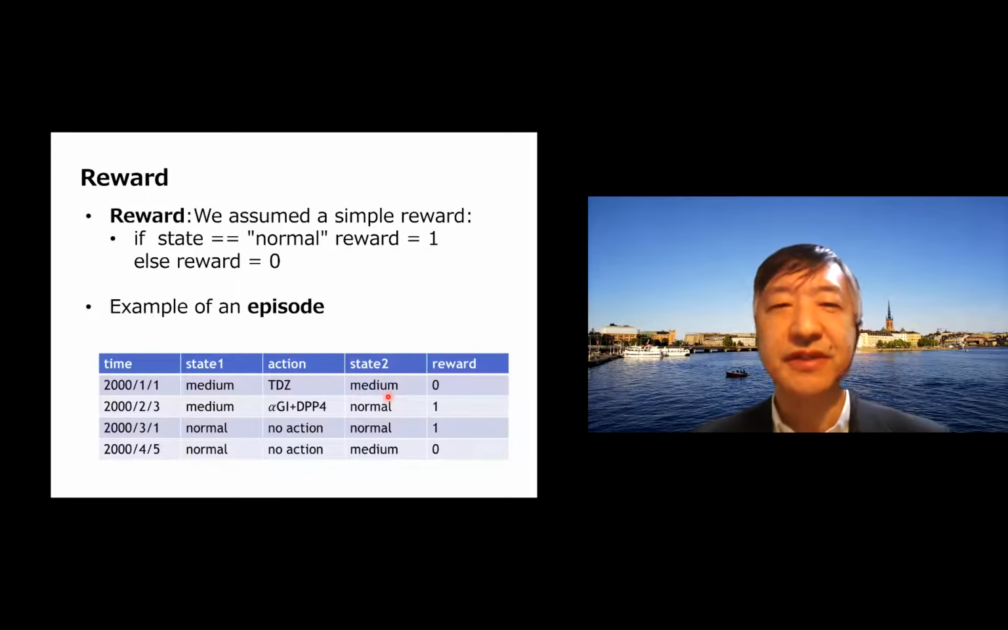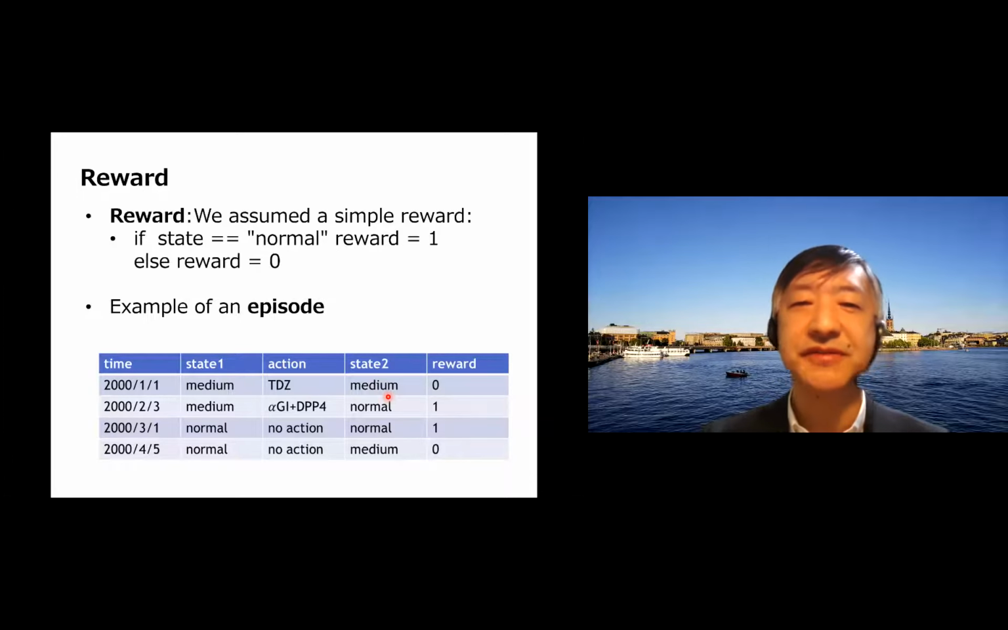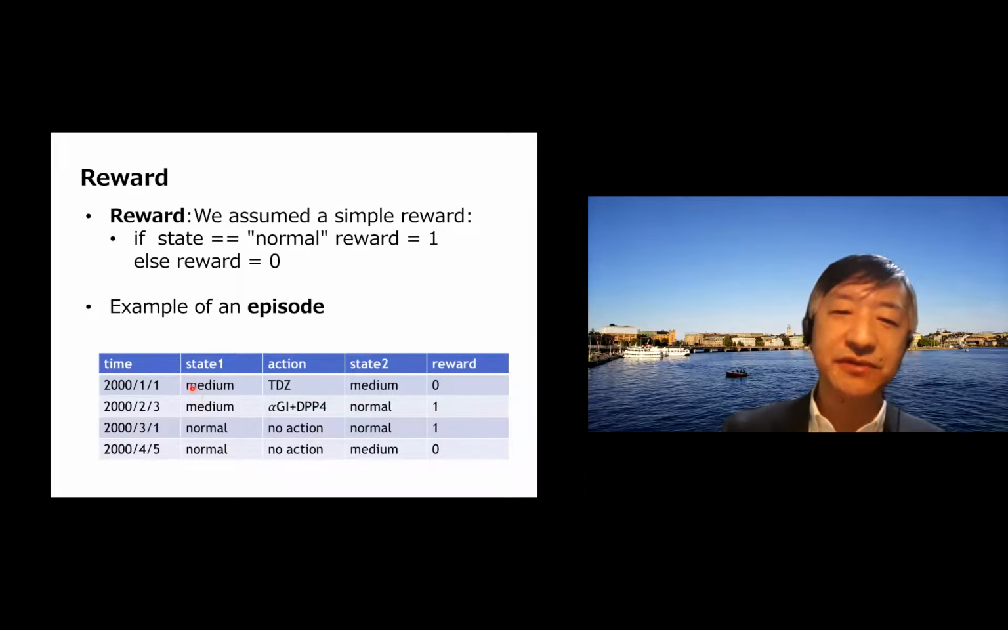And the reward function, this is very problematic, but we assume a very simple reward function. If the patient state is normal, then the doctor gets reward 1, and otherwise gets reward 0. An example of an episode: for one patient, on this date, the patient state is medium and the doctor dosed the TDZ and the next state is medium. This is copied here, and in the next visit, the doctor doses this medicine, and the next state is this one, and the doctor gets a reward, and so on. So this is one episode for one patient.